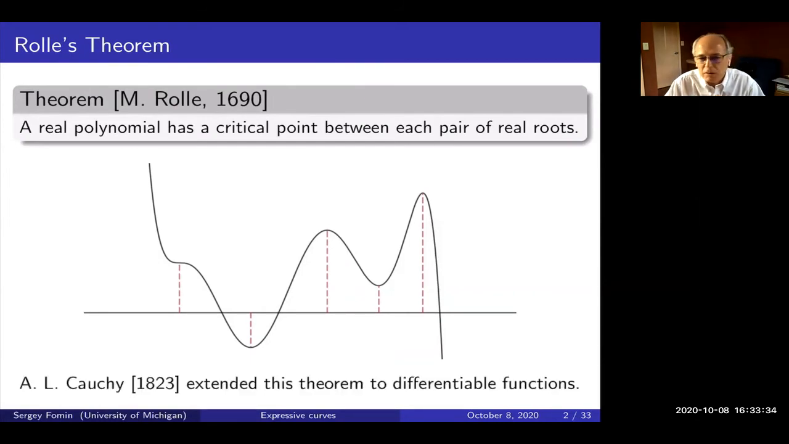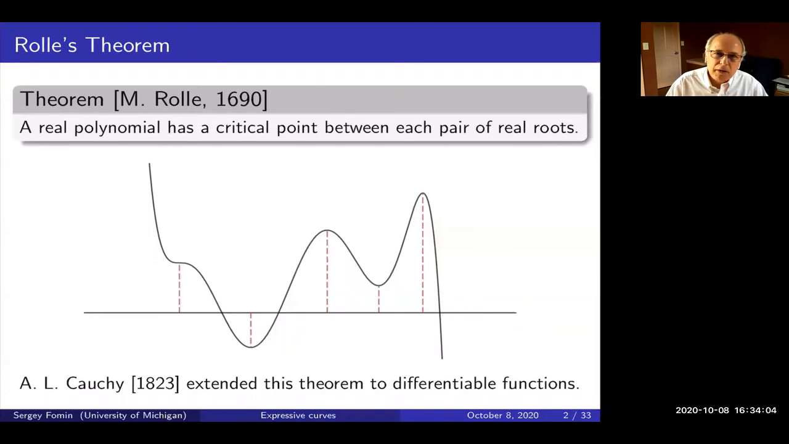This theorem was extended by Cauchy to arbitrary differentiable functions, and that's what most people nowadays call Rolle's theorem. But originally, Rolle was actually an opponent of calculus. He thought it was not legitimate science, and he proved his theorem for polynomials only. And that, in fact, is the generality in which I will mostly need it.